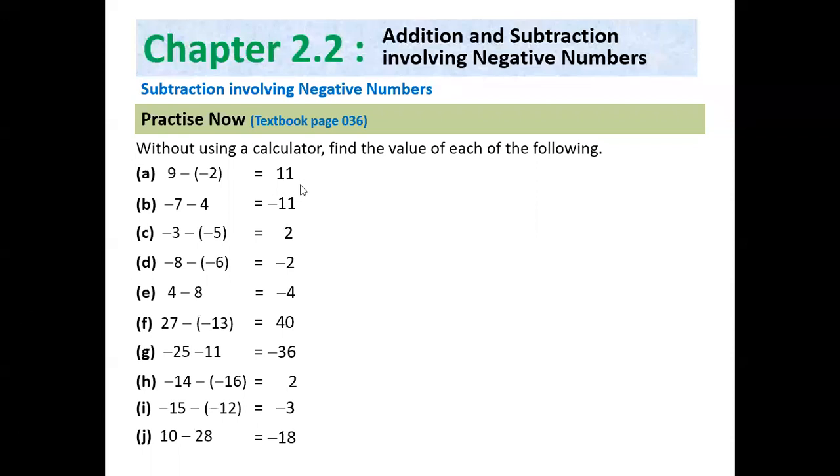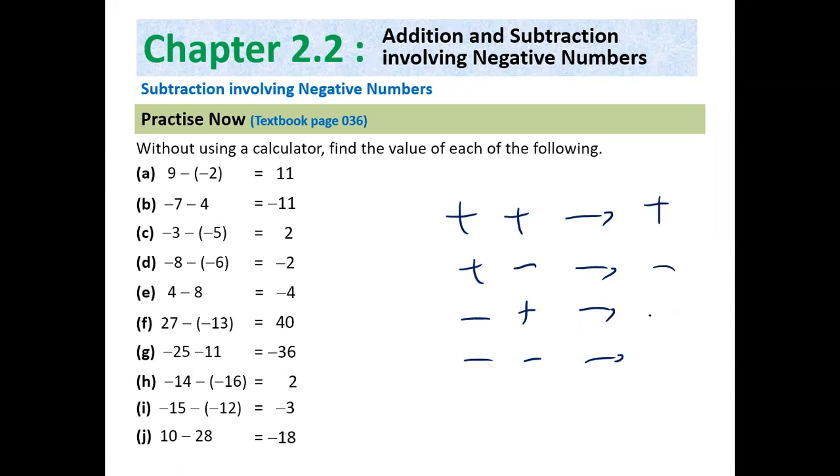Okay, so this is the answer for the previous, for the workings just now. You have to think about the sign. Double sign will create this. Plus plus becomes plus, plus minus becomes negative. Minus plus becomes minus. Minus minus becomes plus. So with this kind of rule, you can find all the answers easily.